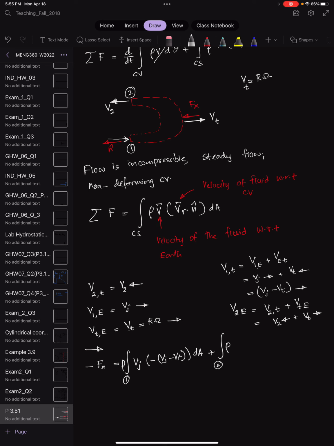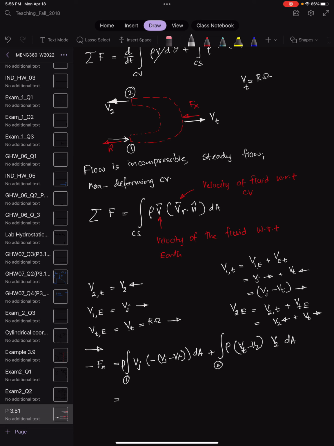And then this is going to be Vt minus V2. So we can write Vt minus V2 towards left to right. And then velocity of 2 with respect to the control volume is V2. So V2 is in this direction, out from that. So V2 times n is V2, and you have dA.